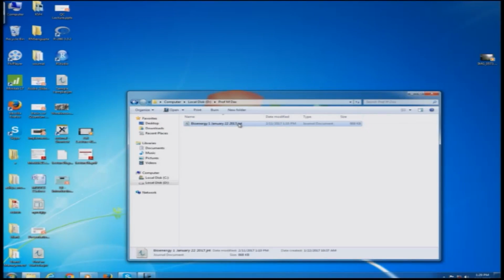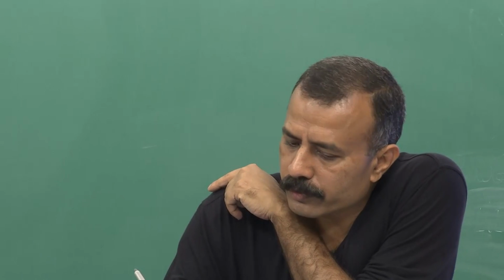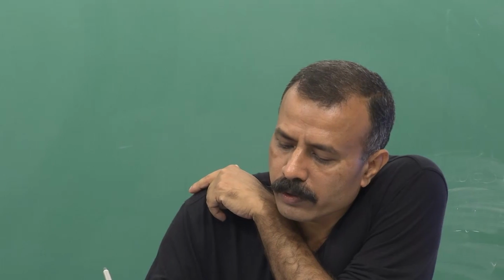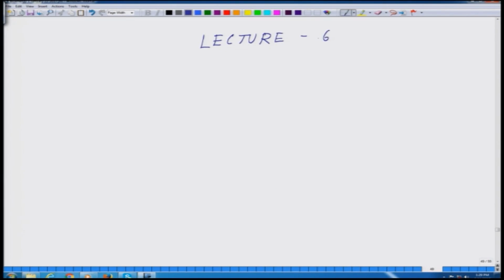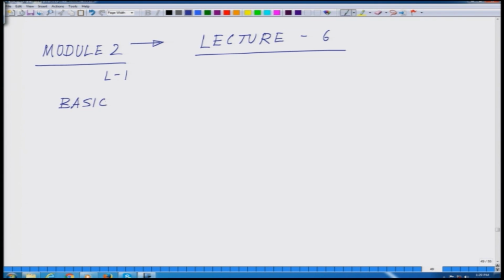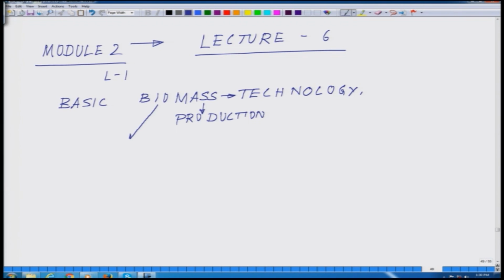Now, from here we will move on to the lecture. This is lecture 6, module 2's lecture 1, and in sum total it is lecture 6. The section we will be dealing with is basic biomass technology, biomass production, and biomass resources.